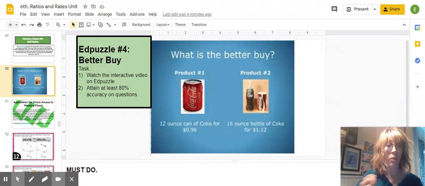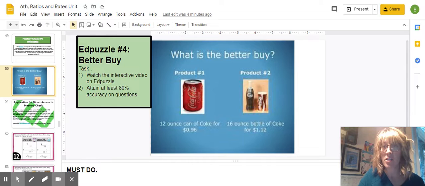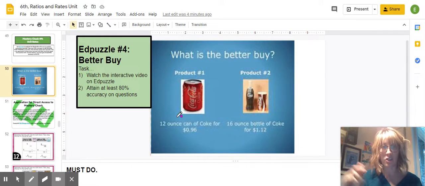All right, so we're thinking about what is the better buy? What is a better deal? As we work here, we're going to discover that we have two cans of soda. They're both Coca Cola. Delicious. So we want to have a comparable base.